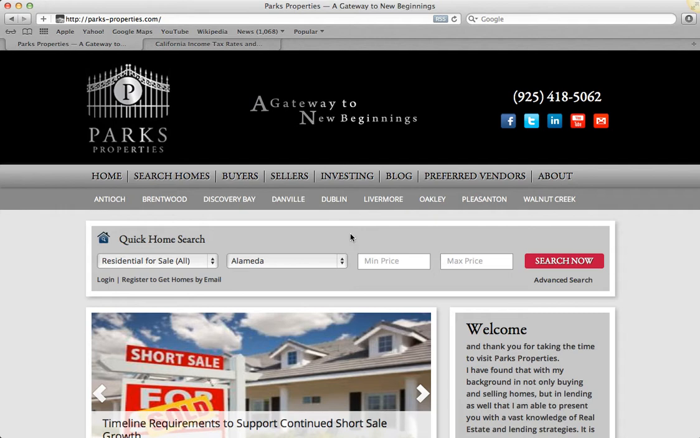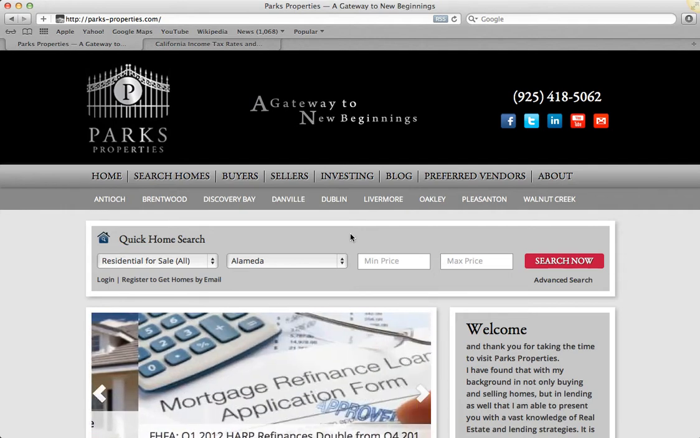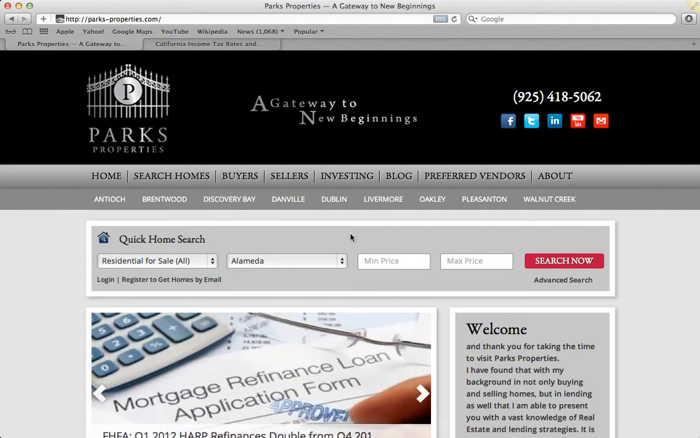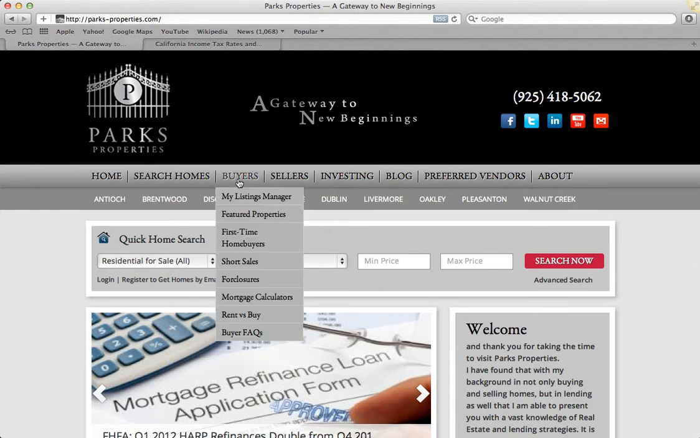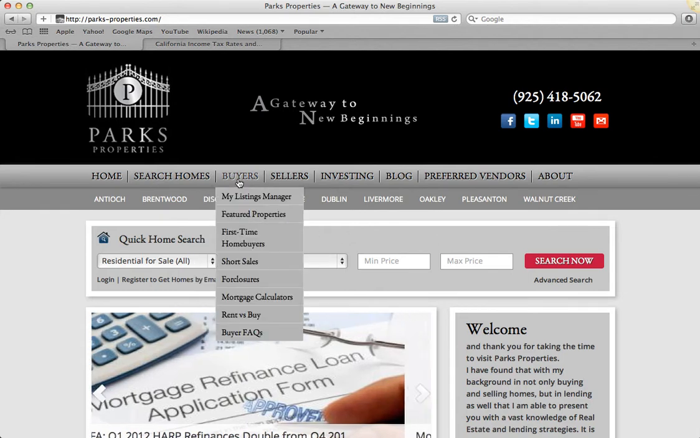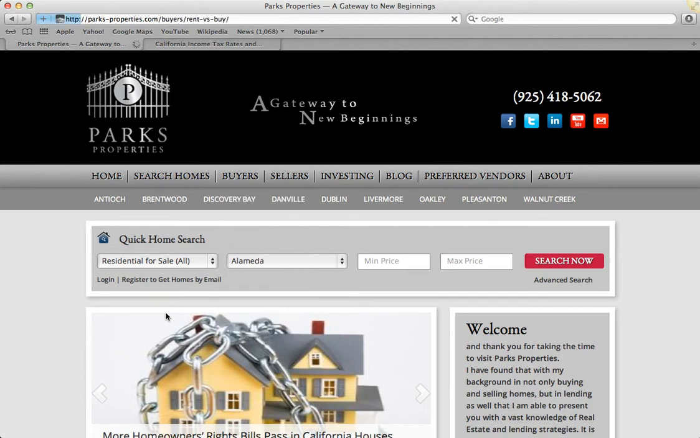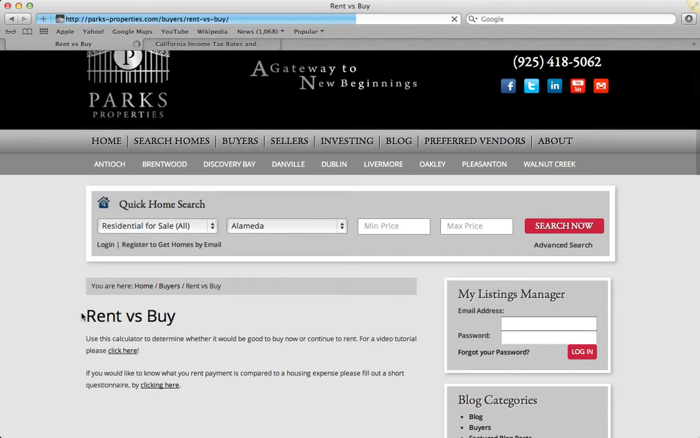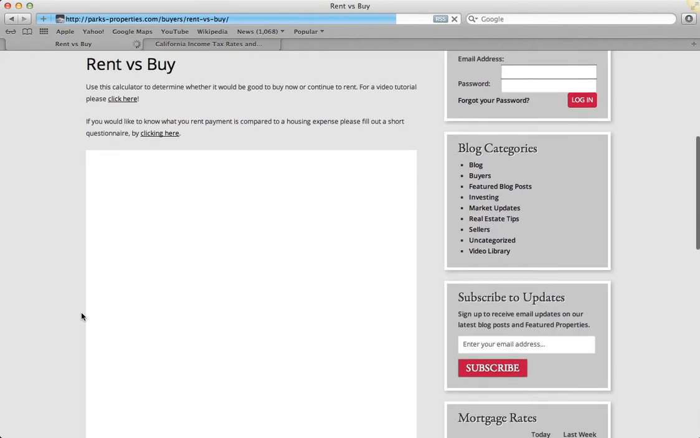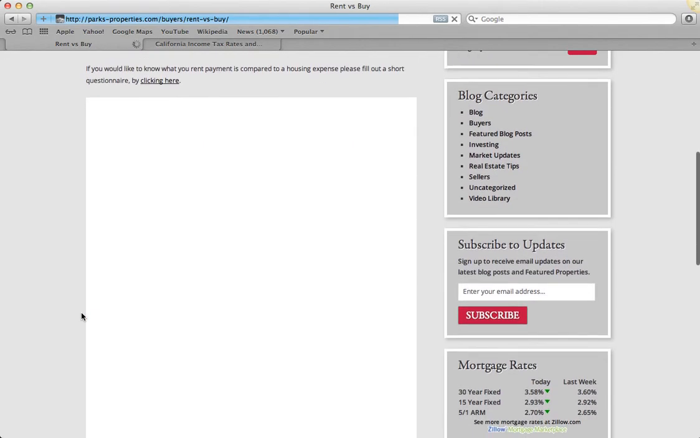In this tutorial, we're going to go over how to use our rent versus buy calculator by Freddie Mac. You're going to start off by going to our website, parks-properties.com, and you're going to go to buyers and then down to rent versus buy. From there, you're going to scroll down, and it's going to be loading.